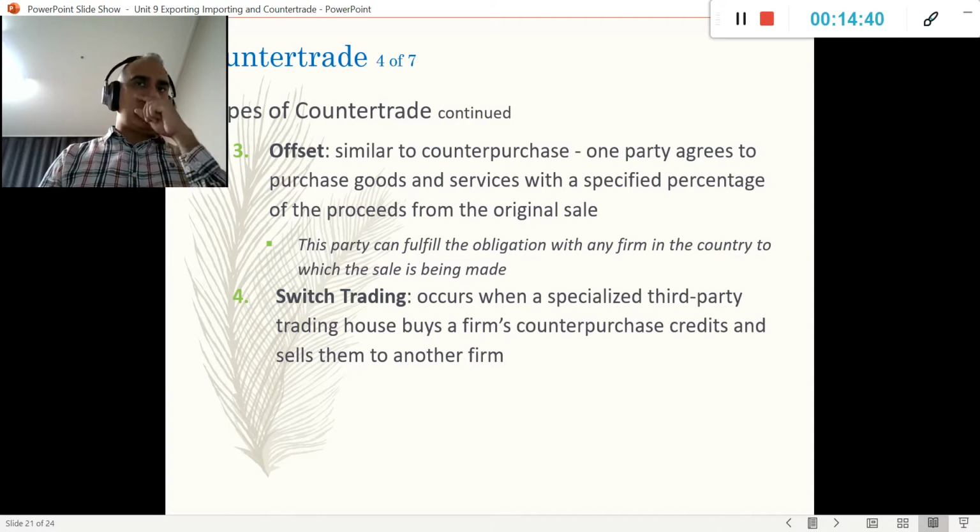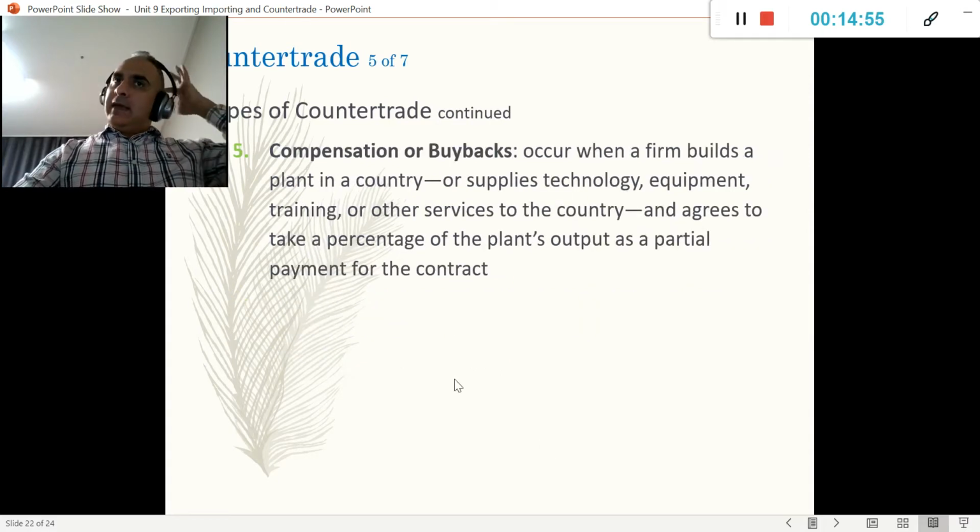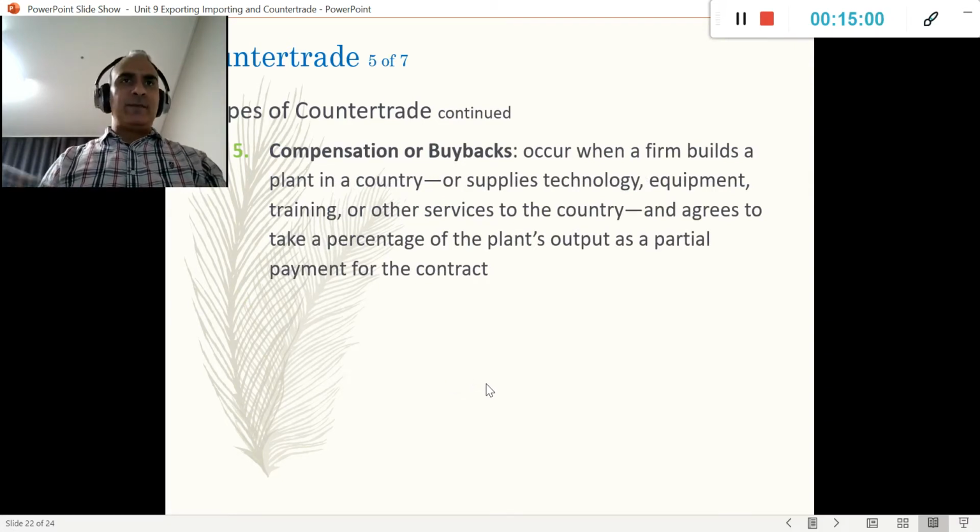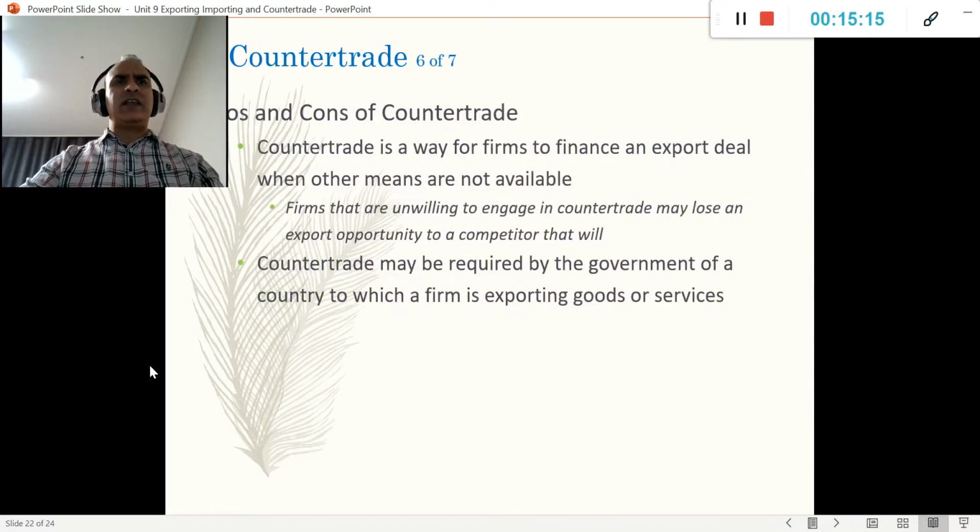And then we have switch trading, which occurs when a specialized third-party trading house buys a firm's counter purchase credits and sells them to another firm. So in this case, I buy the credit from you, and then I sell it to someone else that perhaps needs your products as well. And lastly, we have compensation or buybacks. This one occurs when a firm builds a plant in a country or supplies technology, equipment, training, or other services to the country. In this case, rather than paying with product, we can also pay with services, or a certain technology that can be used.